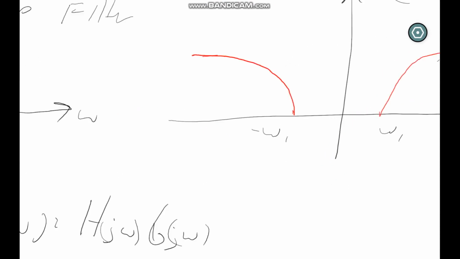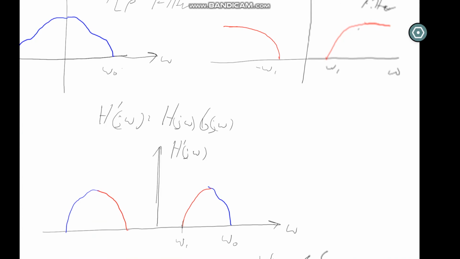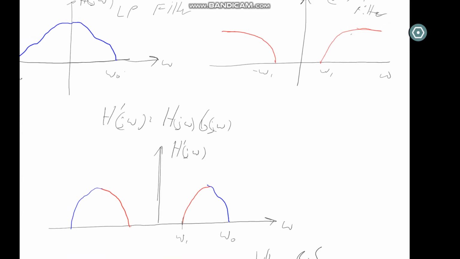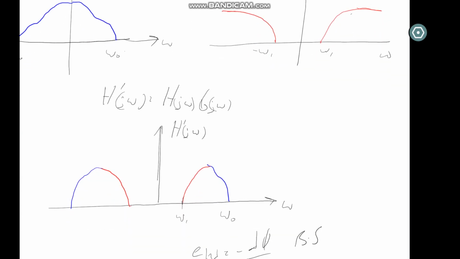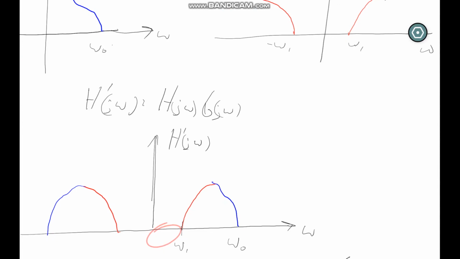Now if you take those two and you combine them, if you multiply the Fourier transforms of the two together, you get this bandpass filter. It filters below omega 1 and it filters above omega 2, but it passes the frequencies in between.